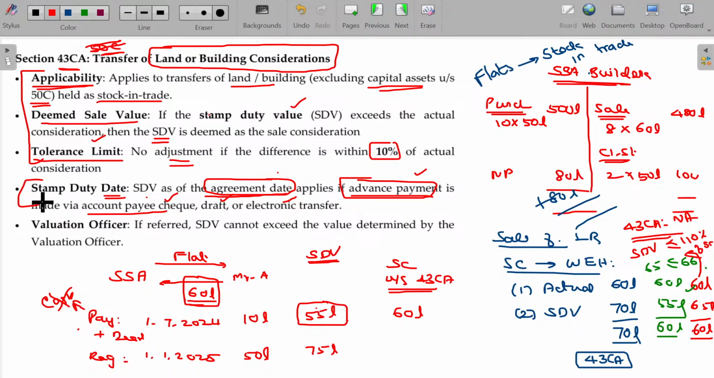Even sometimes the actual consideration is 100 lakhs and the stamp duty value is 200 lakhs. So what is your sale consideration? Stamp duty value only. You have to pay the tax based on the stamp duty value only. Clear? Actual consideration 100, stamp duty value 200 lakhs. You have to pay based on 200 lakhs only. Clear?